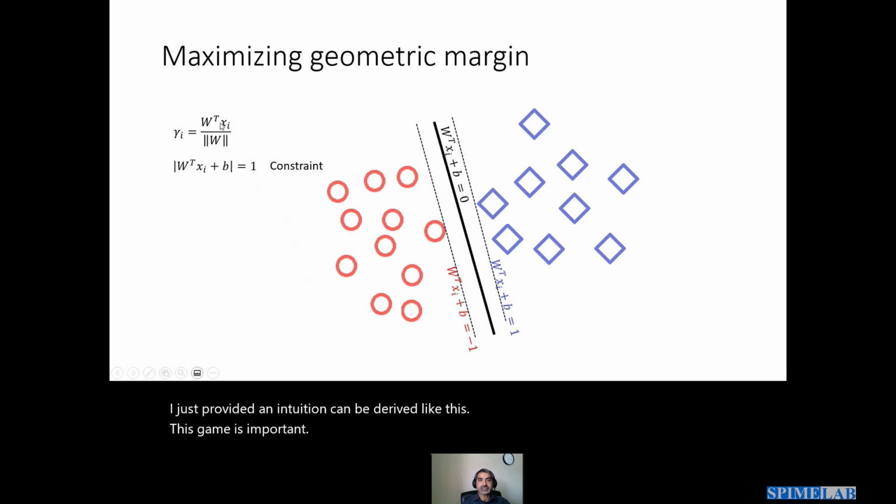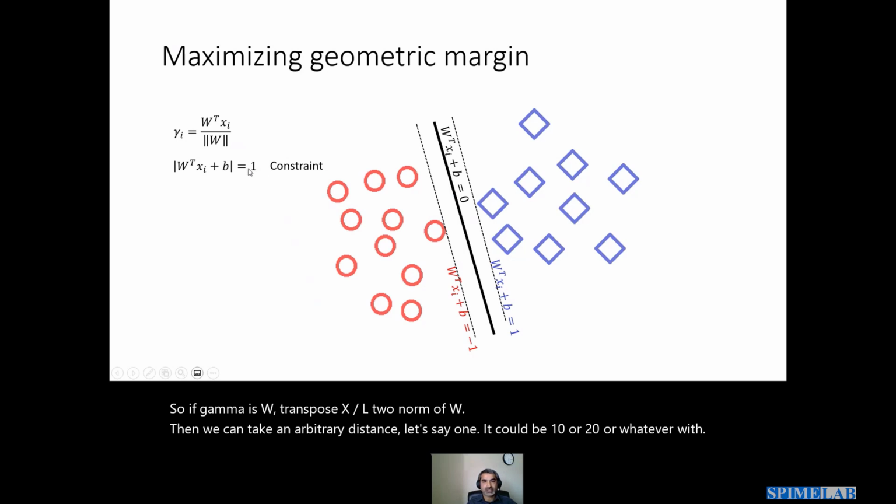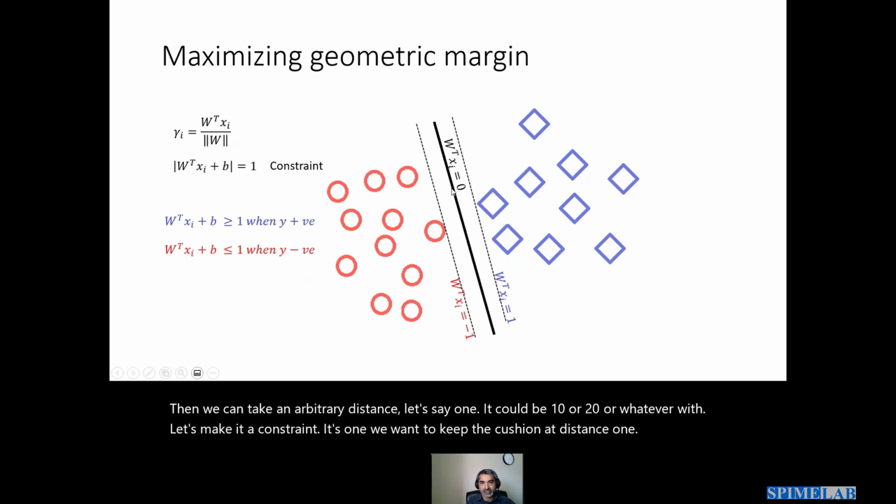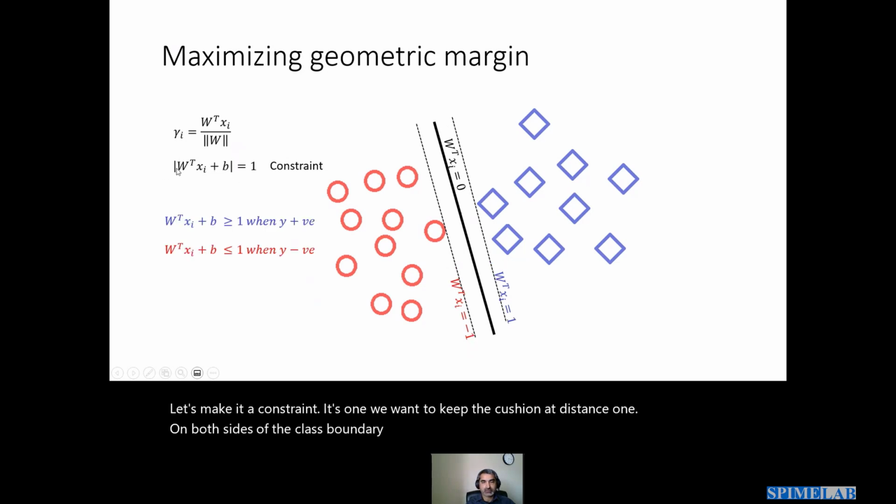So if gamma is W transpose X divided by L2 norm of W, then we can take an arbitrary distance, let's say 1. It could be 10 or 20 or whatever, but let's make it a constraint. It's 1. We want to keep the cushion at distance 1, both sides of the class boundary, so we take the norm.